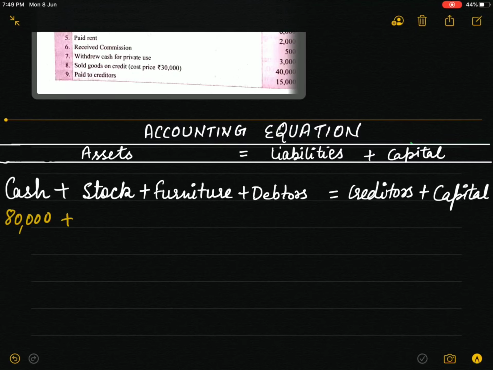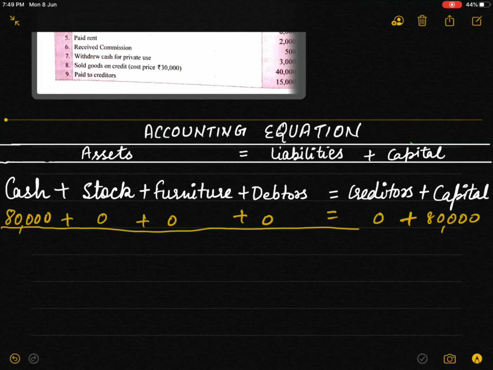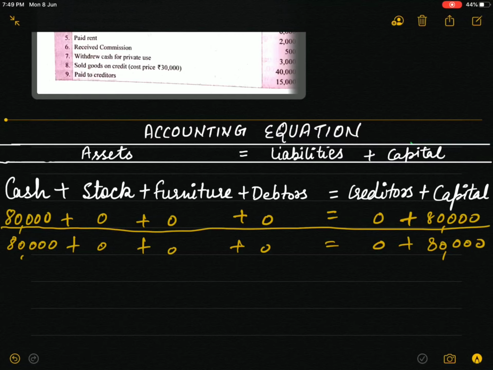The rest of the terms have no effect, and it becomes a capital of 80,000. Plus 0 plus 0 plus 0 is equal to 0 plus 80,000. The side of asset and liabilities plus capital is equal: 80,000 is equal to 80,000.